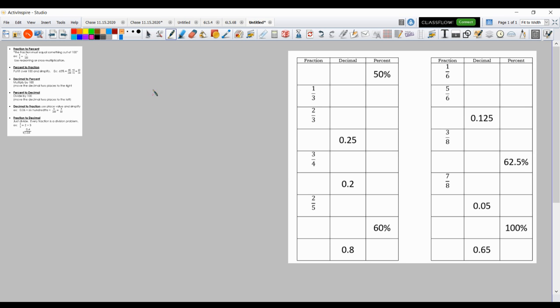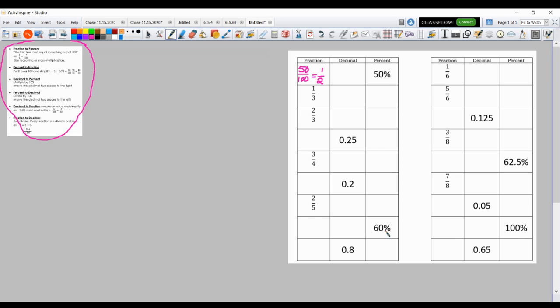Hello, everyone. I am going to try to explain the information that I give you on the front of this sheet, and then we'll go over some answers. I'm going to start with the easy ones. When you have a percent and you want to make them a decimal or a fraction, remember percent means out of 100. So 50% actually means 50 over 100, and you should be able to simplify that to 1/2.